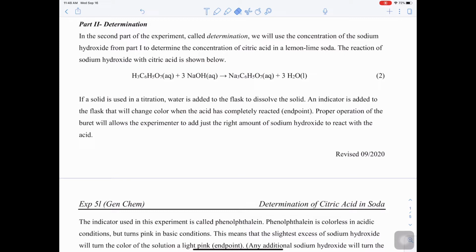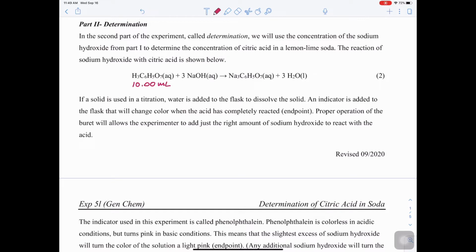Citric acid in this soda. So here what we'll do is we'll use the concentration of the sodium hydroxide that we just determined. And we're going to use this reaction here. This is citric acid. Citric acid reacts with 3 moles of sodium hydroxide to form sodium citrate and water. So here we have another stoichiometry calculation. So we're going to measure a particular volume of the soda. It's going to be 10.00 milliliters.